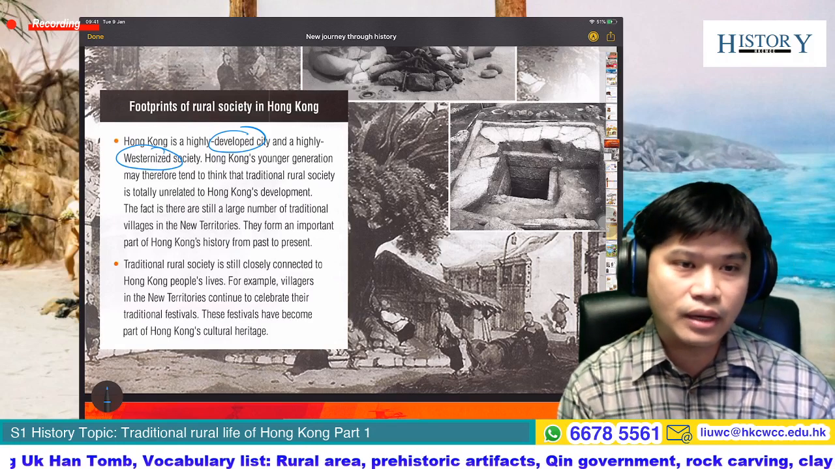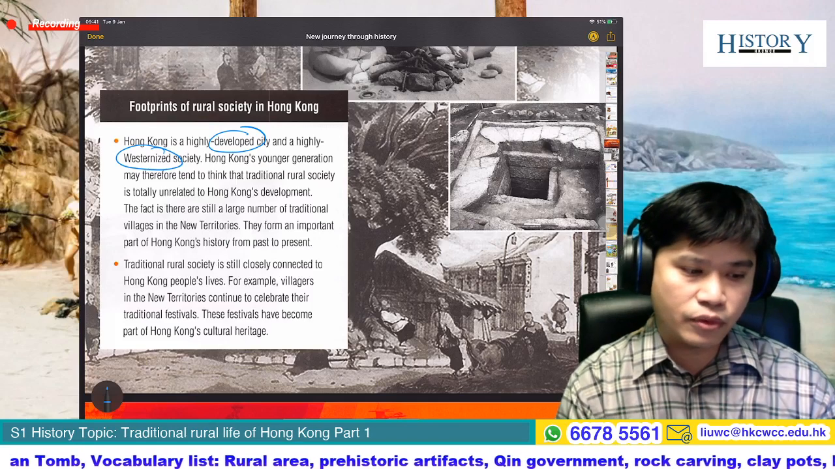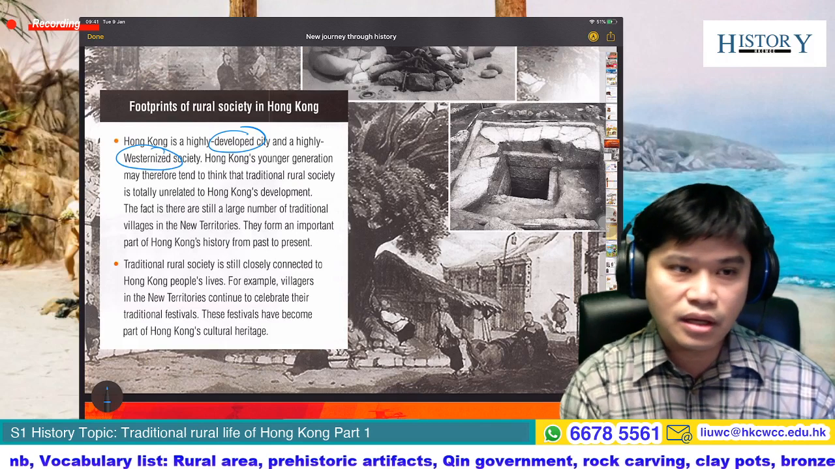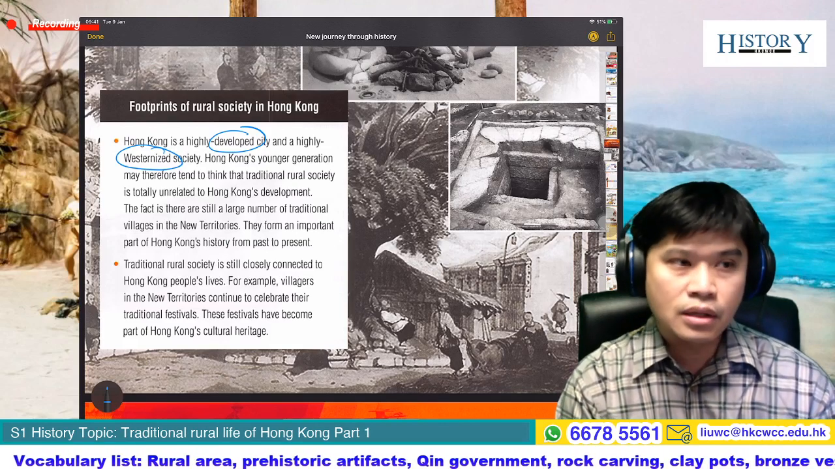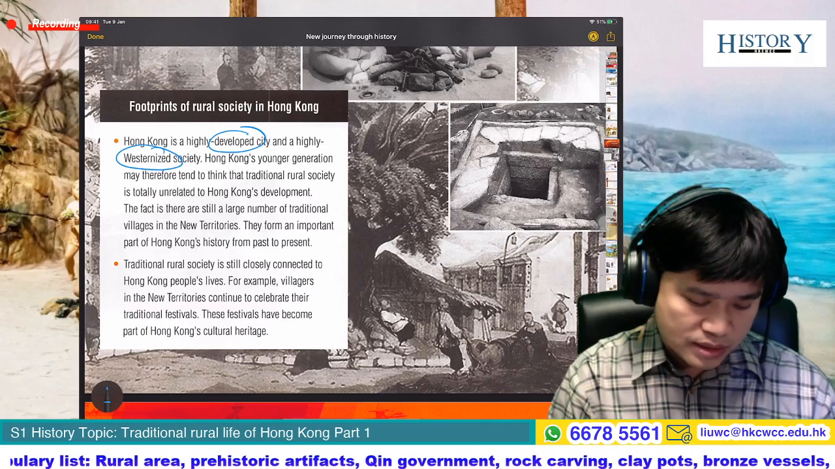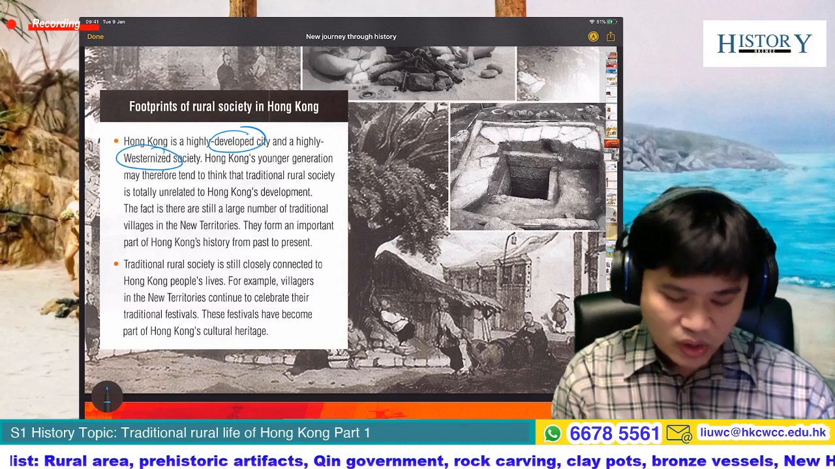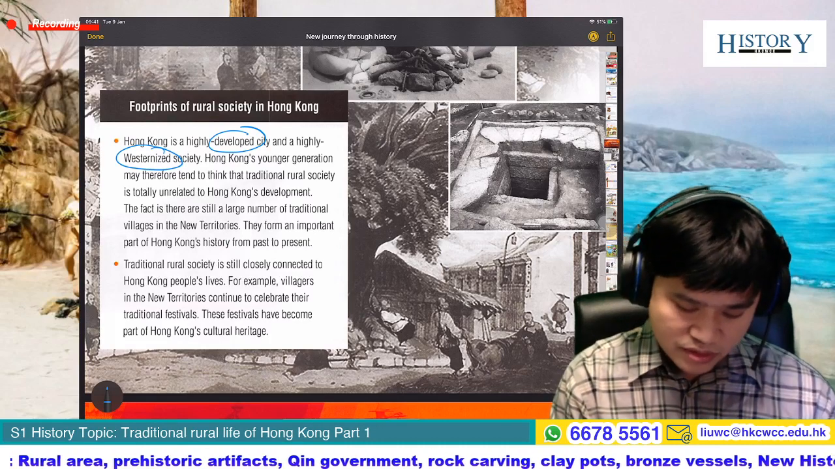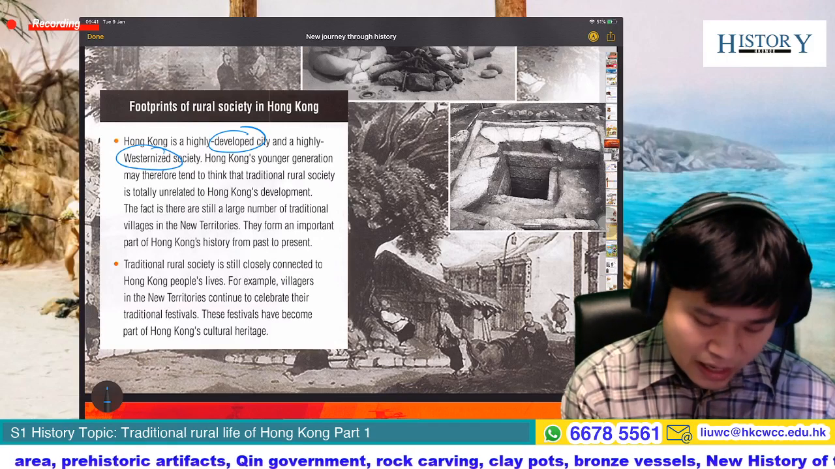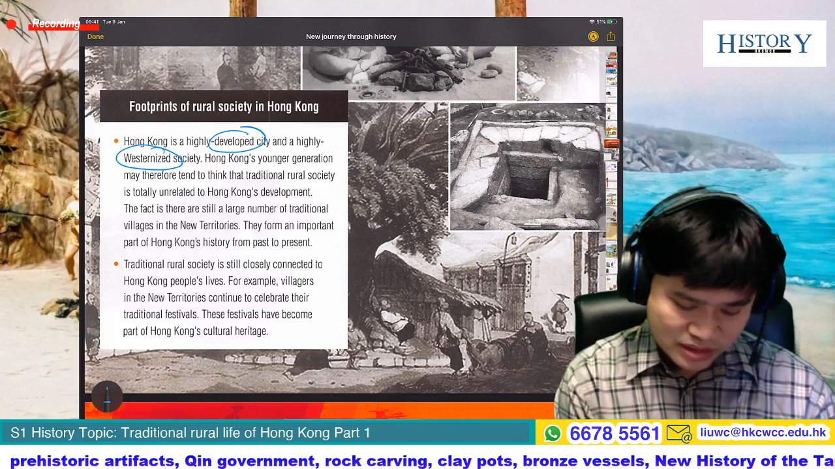Therefore, in our culture, I would say our daily life has been seriously influenced by Western culture and Western lifestyle. That's why we may say it is a westernized society. So Hong Kong's young generation may tend to think that traditional rural society is totally unrelated to Hong Kong's development. However, of course, that would be wrong.